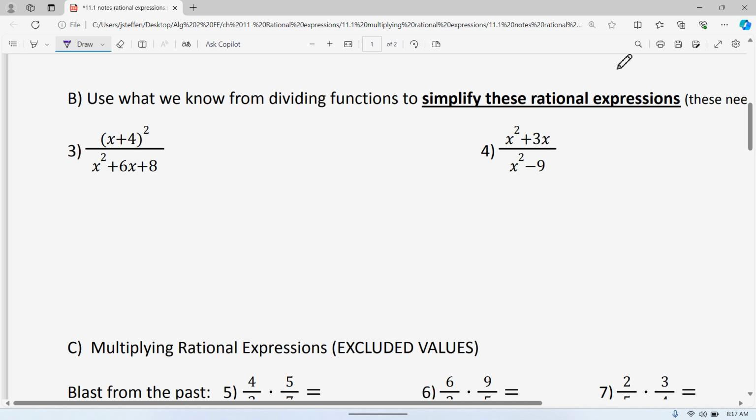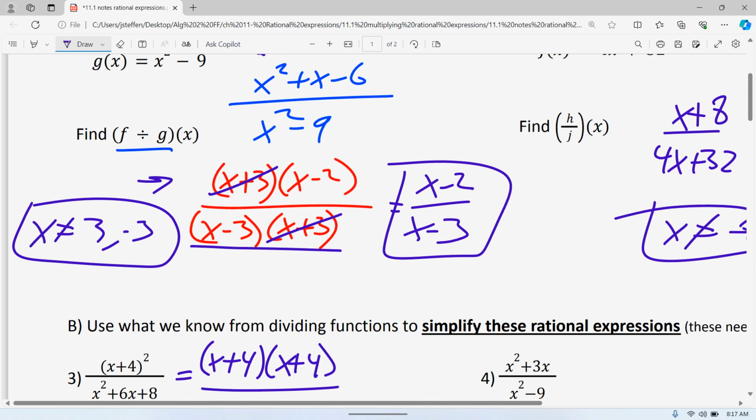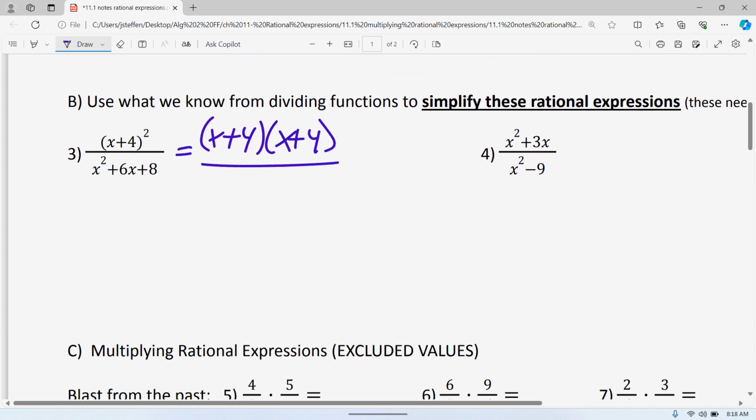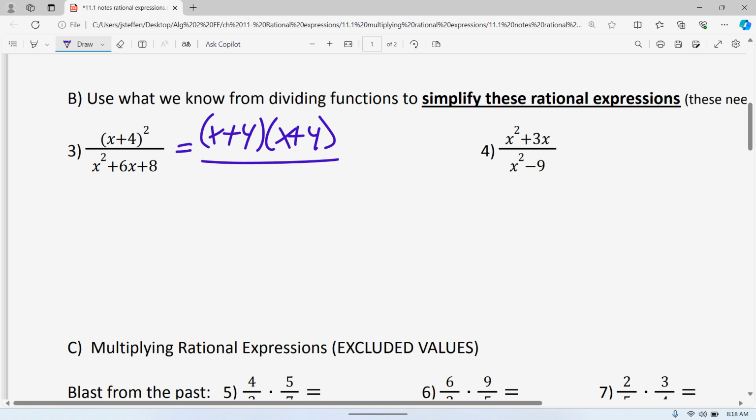So same thing as before, we factor these. I try to do a favor for you guys. X plus 4 squared. If you want to write that, you can. I don't write it. I write it as x plus 4 times x plus 4. So it's the exact same thing we did before. They just already have it set up in this set. So go ahead and factor the denominator. Factors of 8 that add up to 6 are 2 and 4.